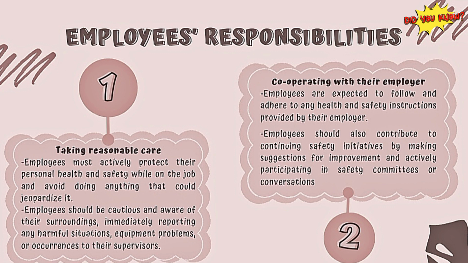And the second one is cooperating with their employer. Employees are expected to follow and adhere to any health and safety instructions provided by their employer. This involves completing any training allocated to them and ensuring that it is completed appropriately, as well as following all organizational rules and laws. Employees should also contribute to continuing safety initiatives by making suggestions for improvement and actively participating in safety committees or conversations.